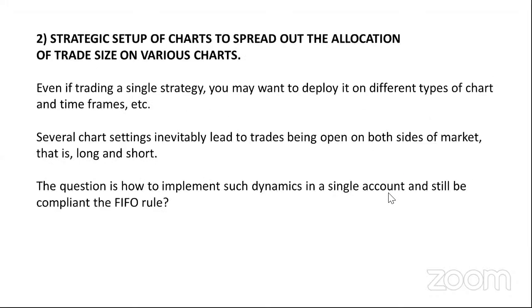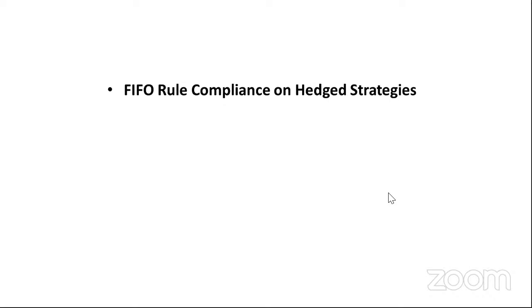And another reason you may want to trade multiple strategies is you want to spread out the allocation of trade size on various charts. Even if trading just a single strategy, in order to deploy different types of charts and time frames, when you are running several charts, inevitably you will have open trades on both sides of the market. That is, long and short. And so the question is how to implement such dynamics in a single account and still be compliant with the FIFO rule. So what is the FIFO rule?